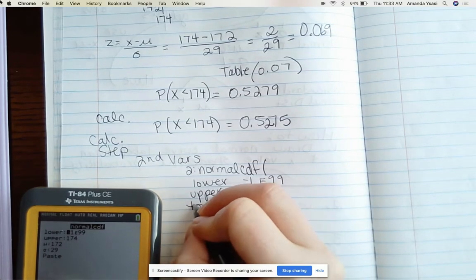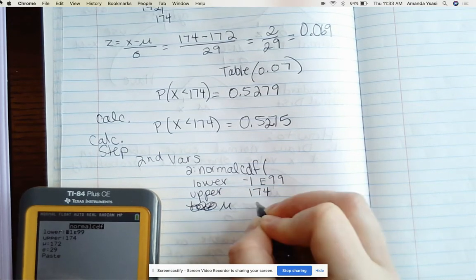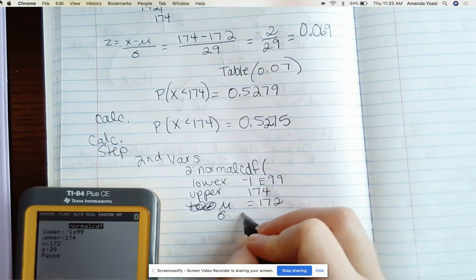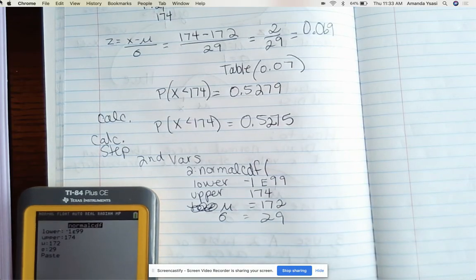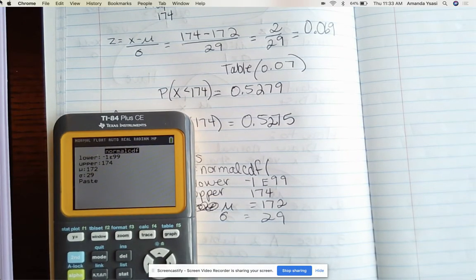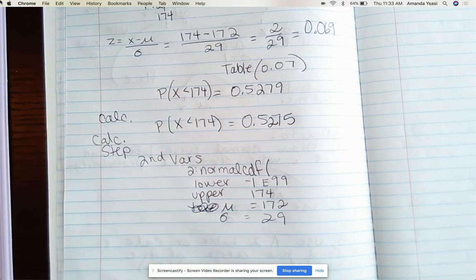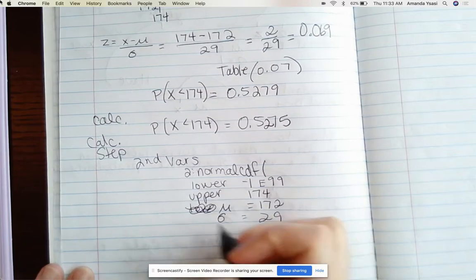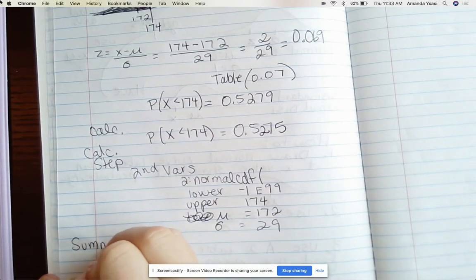Then mu is 172, and then sigma is 29, and then push enter. So that's if you have one of these. Okay. So that was the first example. So let's see, next example. Actually, we're going to summarize, write a little summary here.